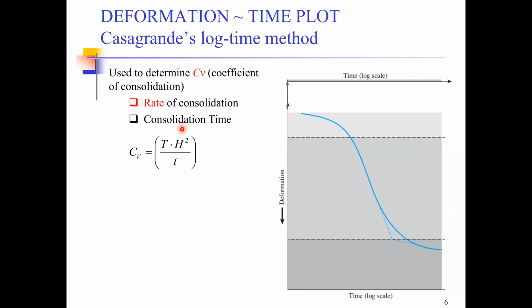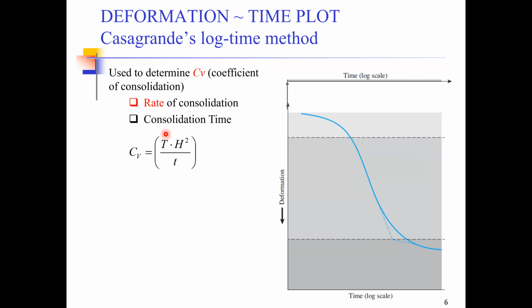What do we need to determine? You remember this h is the length of the drainage path. Now h, which is the length of the drainage path: you had the soil sample with you, and in the soil sample, you simply measure the height of the sample. If it is a two-way drainage case, this h will be equal to the height of the sample divided by 2. And if it is a one-way drainage case, then h will be equal to the height of the sample.